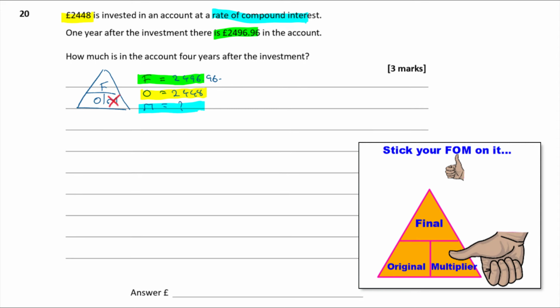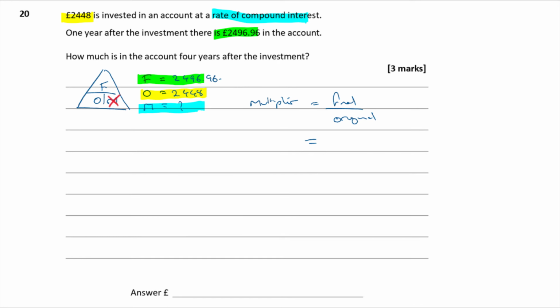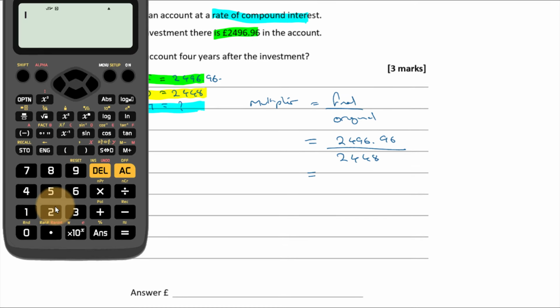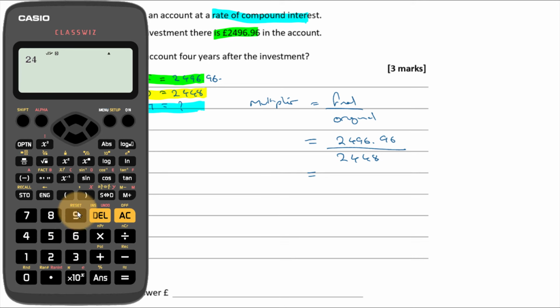And then so we can use multiplier is equal to final divided by original, which is 2496.96 divided by 2448. Okay, what does that come out to be? 2496.96 divided by 2448, that comes out to be 1.02.